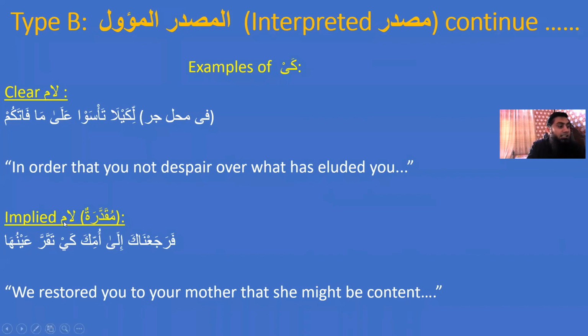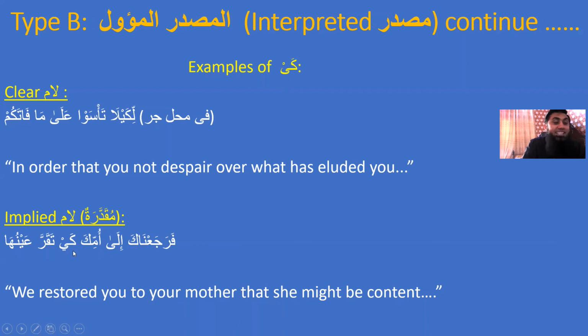We will still say that this lam is implied, and the word for implied is muqaddara. Lam al muqaddara. Muqaddara means that it is estimated, it is implied here. For example, look at this one. You know the mother of Musa alayhi salam, when she put Musa alayhi salam into the water, now Allah is giving her counseling. Faraja'naka, so we return him, or so we return you, O Musa, ila ummika, towards your mother.